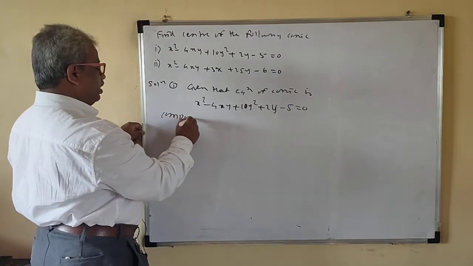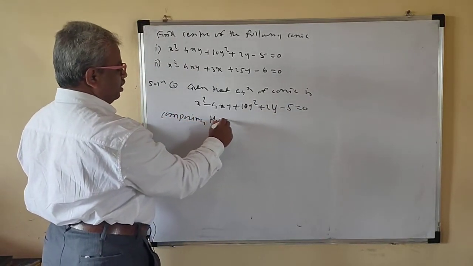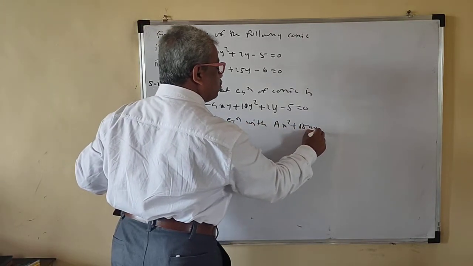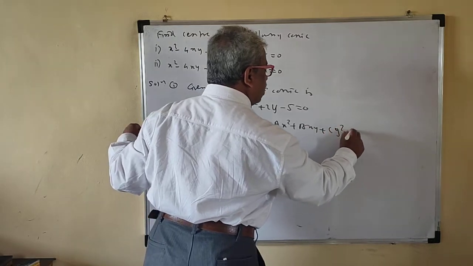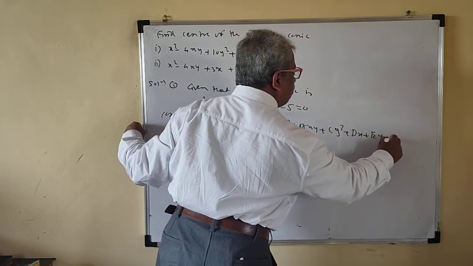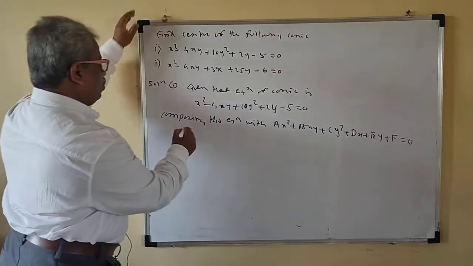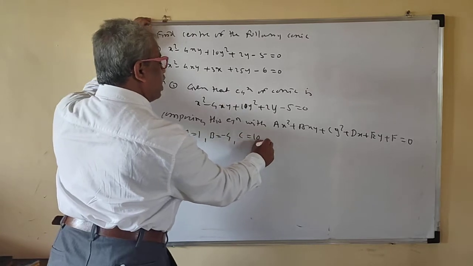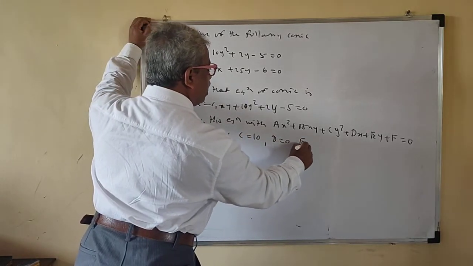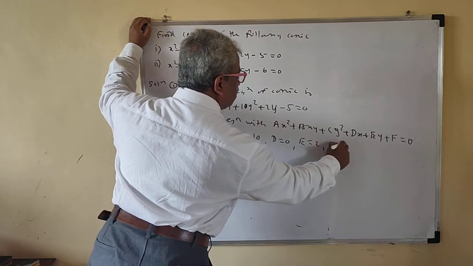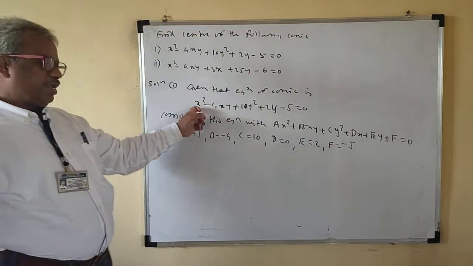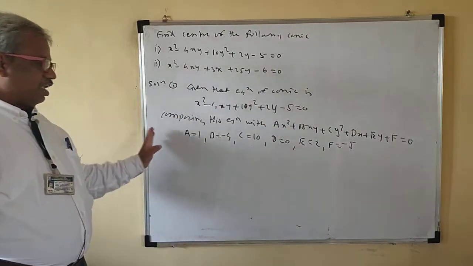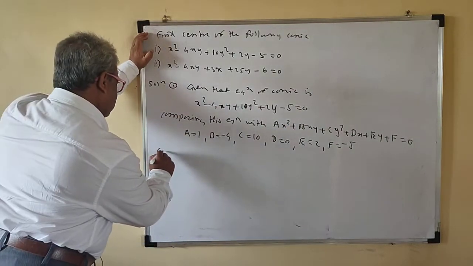You have to write this, comparing this equation with ax square plus bxy plus cy square plus dx plus ey plus f is equal to 0. So your A is 1, your B is minus 4, your C is 10, your D is 0, your E is 2, and your F is minus 5. These are the coefficient of x square, xy, y square, x, y, and the constant.